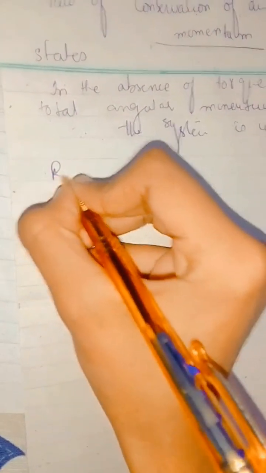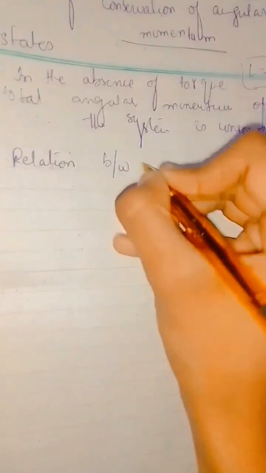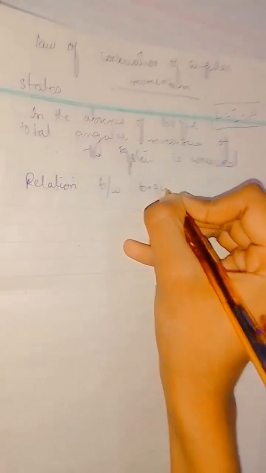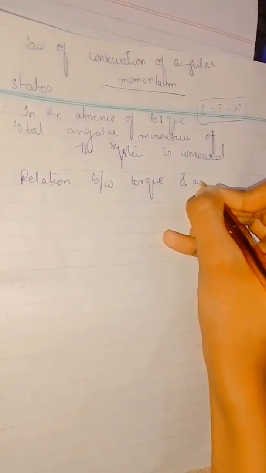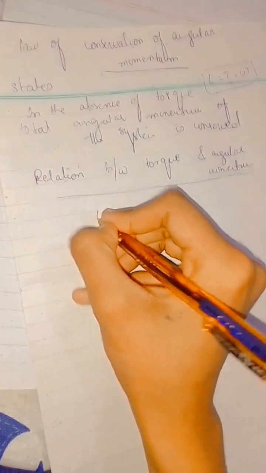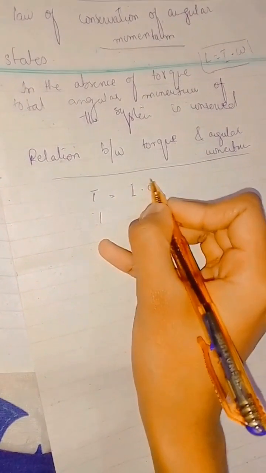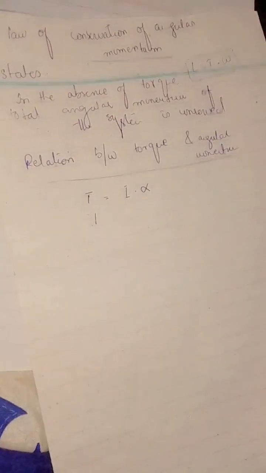For this, we first have to understand the relation between torque as well as angular momentum. Firstly, we have to discuss this. Now, as we know, what is the formula of the torque? That is I into alpha, that is moment of inertia and that is the angular acceleration.